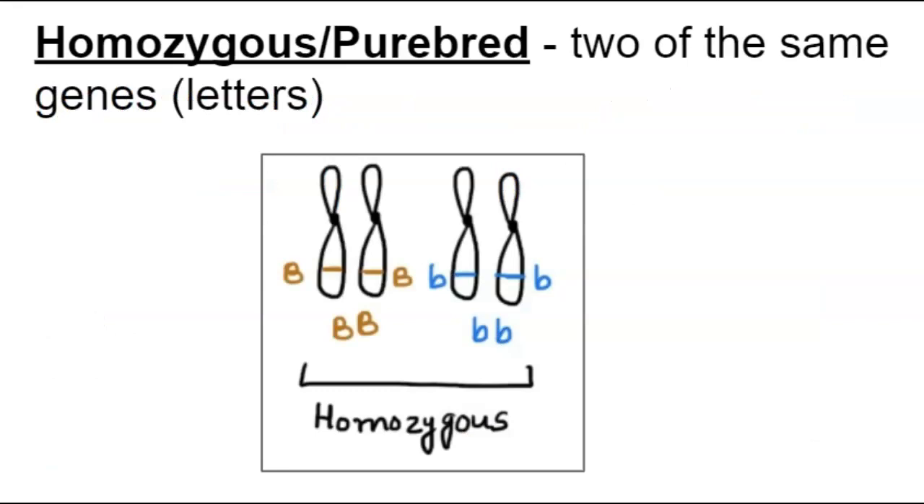So one of the words here, there's two different ones, homozygous and purebred, and they mean the same thing. I most often see homozygous. I don't often see purebred, but we have both of them in there. Okay. The prefix homo means same. Okay. So these are two of the same genes or same letters. So if I say in a word problem that somebody is homozygous, it means either they've got two dominant, two capital letters, or two recessive, two lowercase letters.